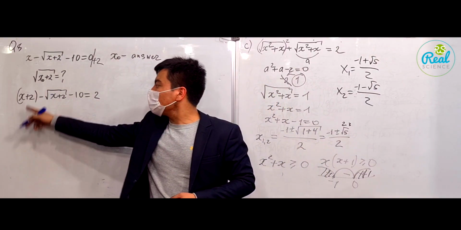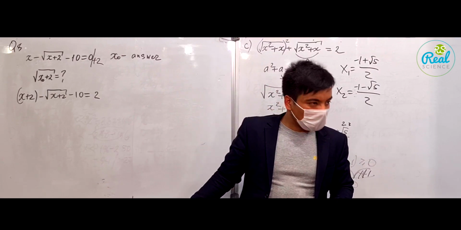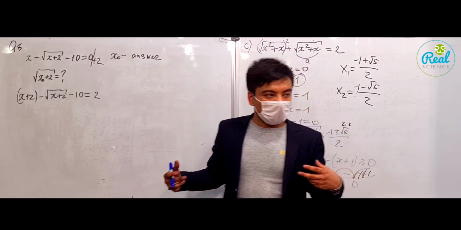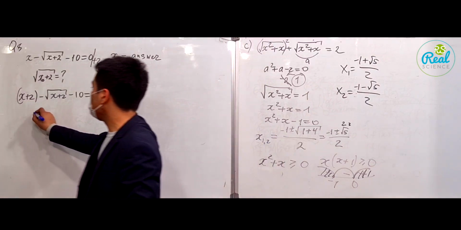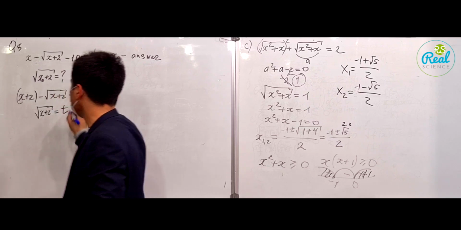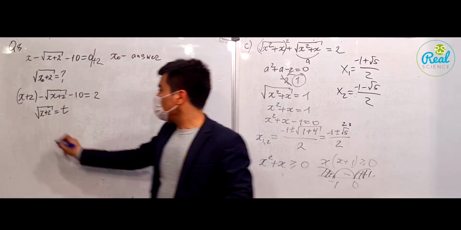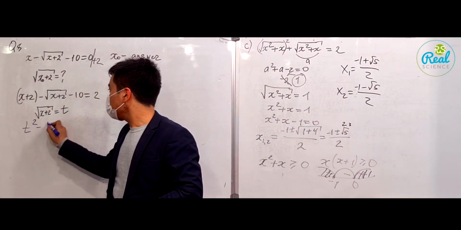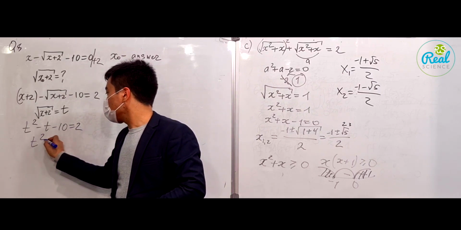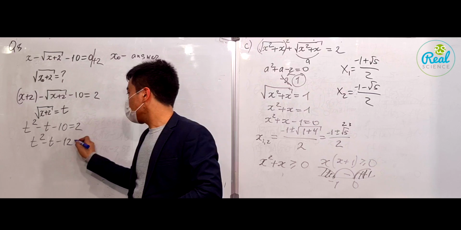Because the same numbers can be reduced anyway, and again we'll have the original one. Yeah? That's why it's possible. And we may rearrange here. T squared minus T minus 10 equals 2, so T squared minus T minus 12.